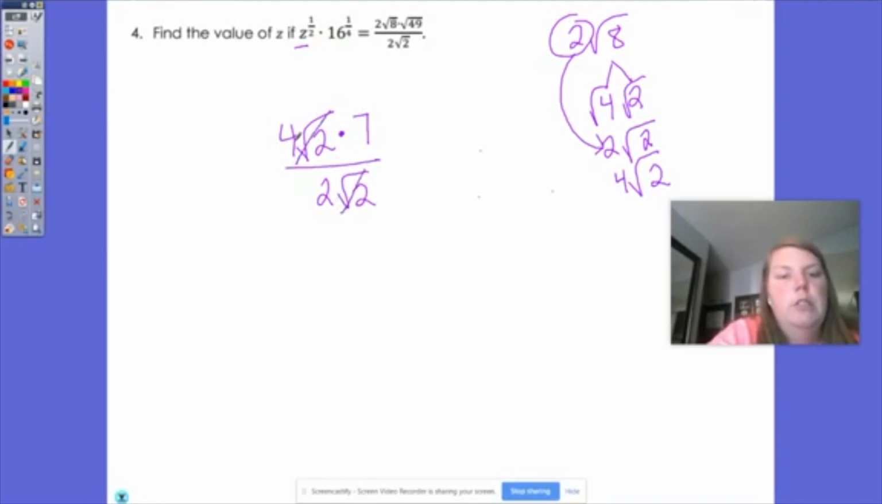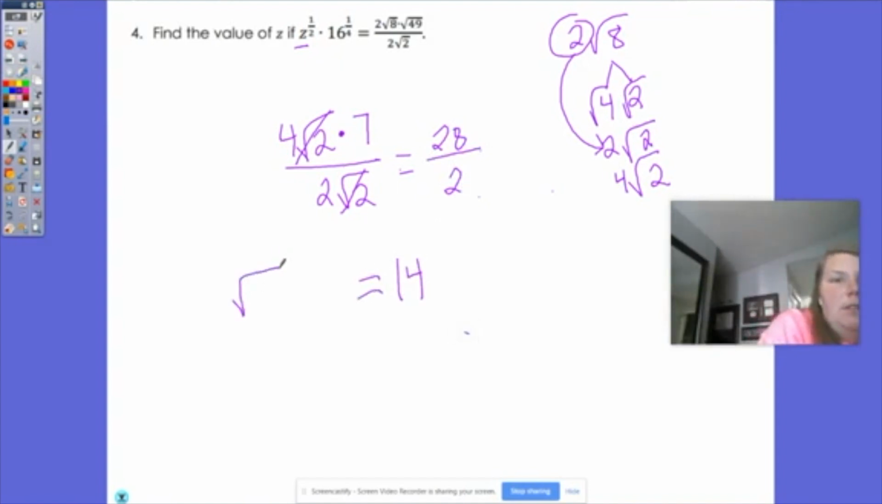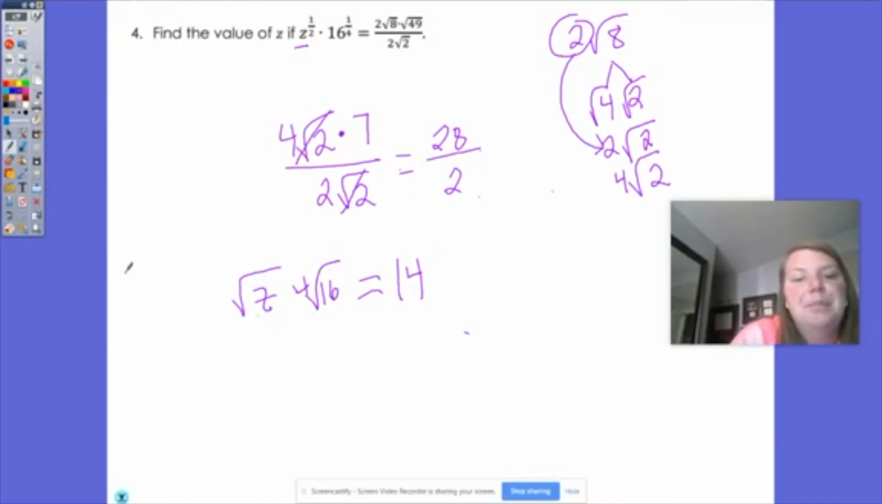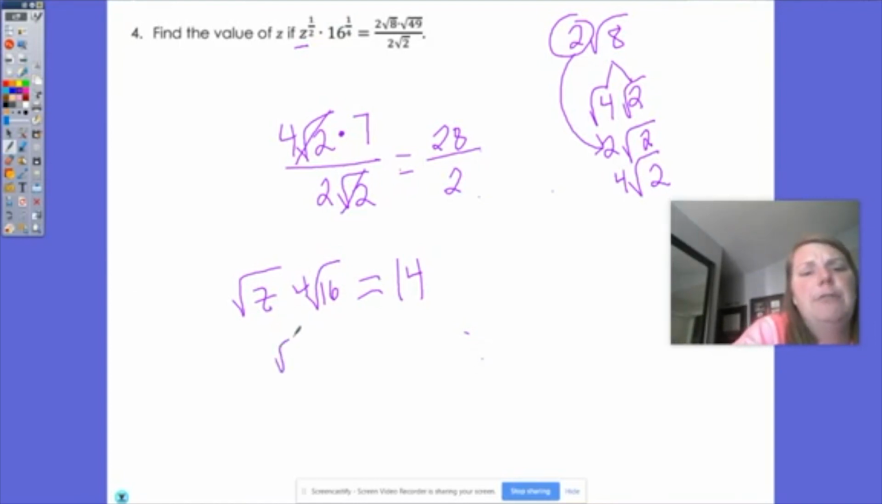So what we're going to do here is divide out those square root of 2's. 4 times 7 is 28, and 28 divided by 2 would leave us with just 14 on the right-hand side. And then on the left-hand side, we have the square root of z. I'm going to rewrite them as radicals. And then we have the fourth root of 16. That is actually a perfect fourth root. The fourth root of 16 is 2.